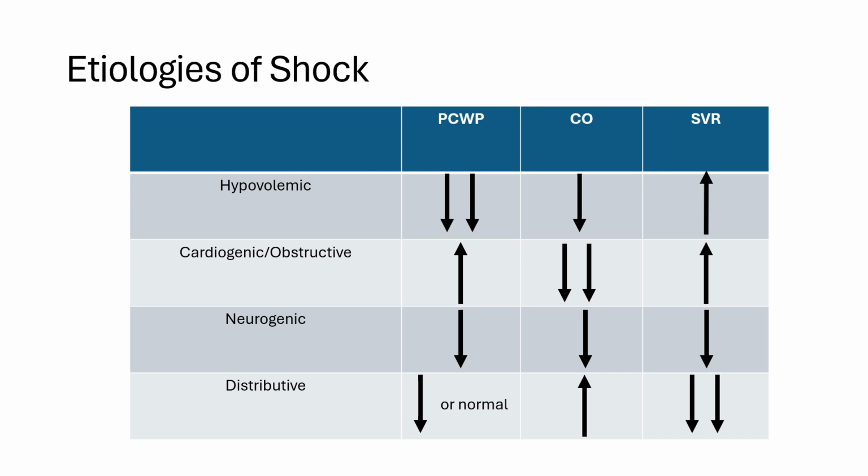Here is a brief table to review the forms of shock in relation to pulmonary capillary wedge pressure, cardiac output, and systemic vascular resistance. I do briefly want to mention spinal shock, which presents with hypotension, bradycardia, sometimes absence of rectal tone. This will present primarily in trauma and cancer patients. Otherwise, here are the etiologies of shock for your review.